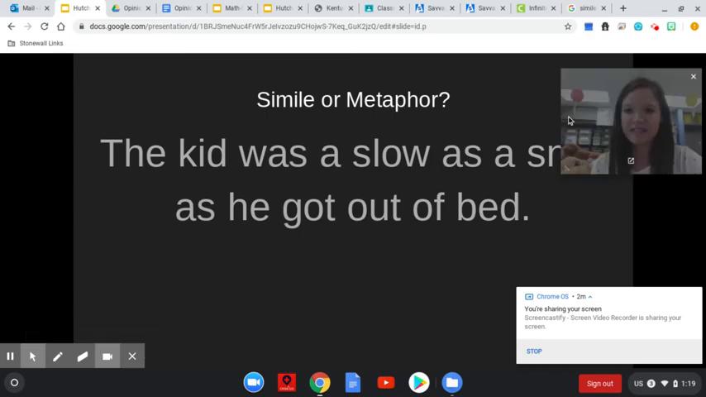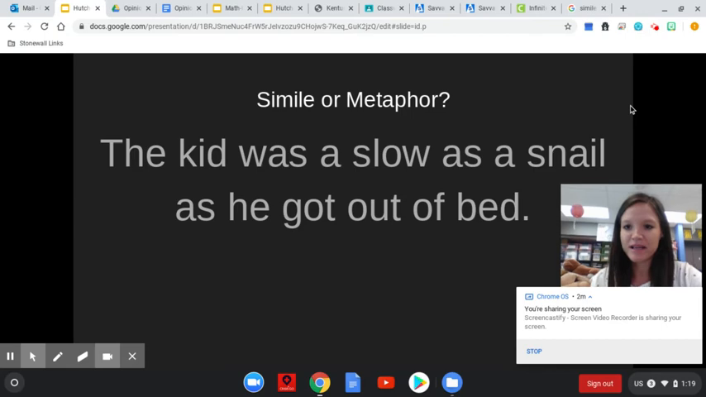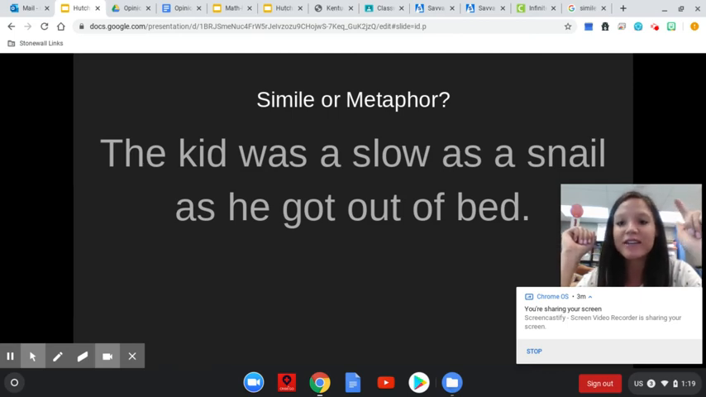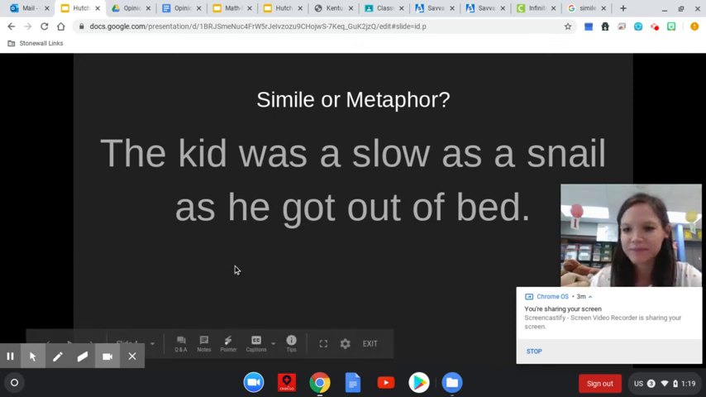All right, so now I want you guys to think about this one. It says, the kid was as slow as a snail as he got out of bed. So would that be a simile or a metaphor? The kid was as slow as a snail. I want you to think about it for a second. Okay, so hopefully you realize that that was a simile. I'm comparing a kid to a snail, and I didn't use like, but there I used as. So the kid was as slow as a snail. Compared those two things. So that is a simile. If you got that right, give yourself a pat on the back.